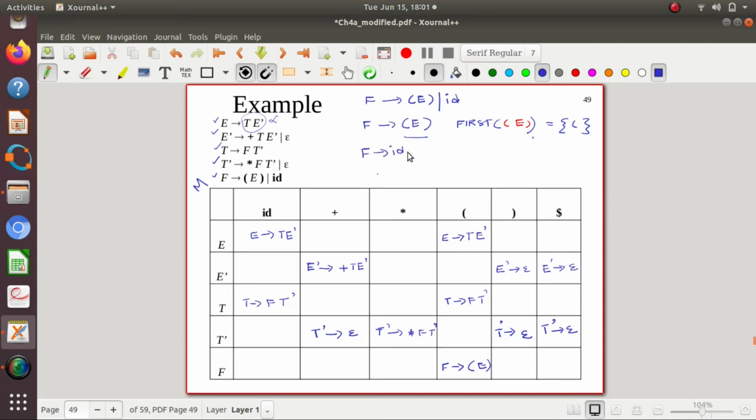Okay, so in this case we need to compute first of alpha. Here alpha is ID only, that is same as ID.